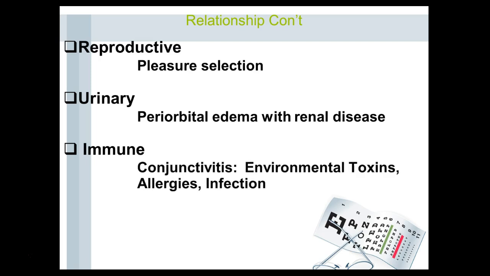The immune system: conjunctivitis, environmental toxins, allergies, and infections. The eyes can get red when you have a respiratory infection, or can tell you when you're not feeling well. Many of us look at each other and we can tell when someone's not feeling very well just by looking at their eyes. They look tired, they have bags under their eyes. Sometimes they have dark circles under their eyes related to sinus congestion and a lot of superficial blood vessels that are pushed to the skin surface.